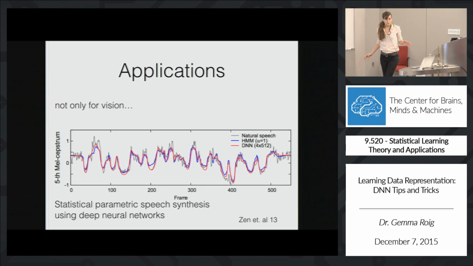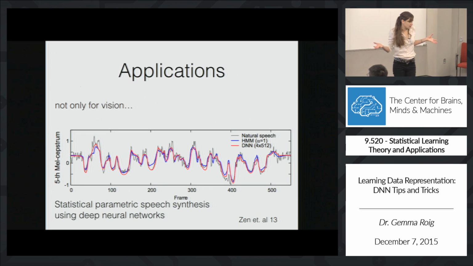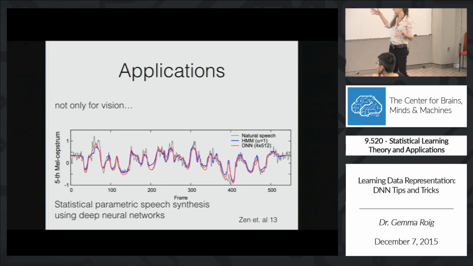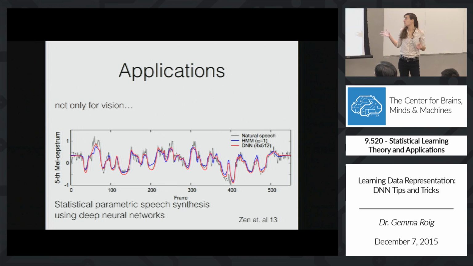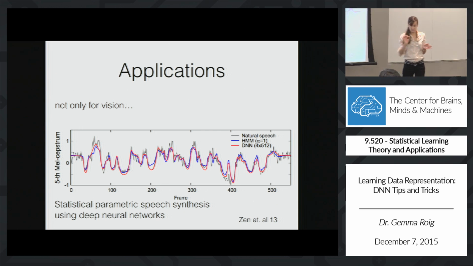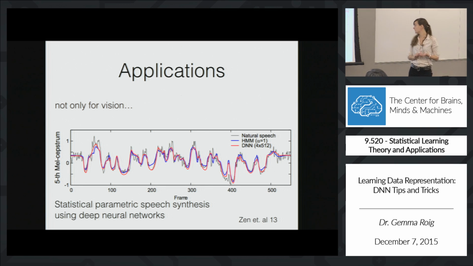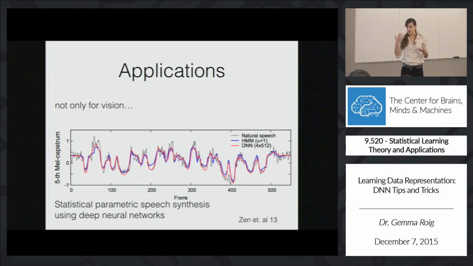And of course, the applications are not only for vision, so you could think of many other applications. Like for instance, in this case, it's for speech synthesis. So they have a natural speech signal, which is the black line, and then they want to be able to synthesize this kind of signal, right? So this can also be done with DNN.